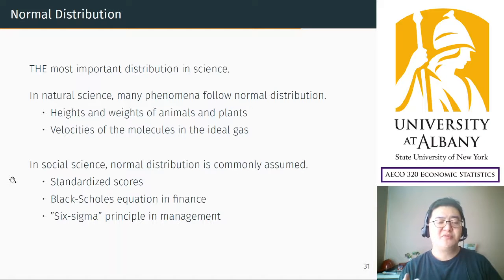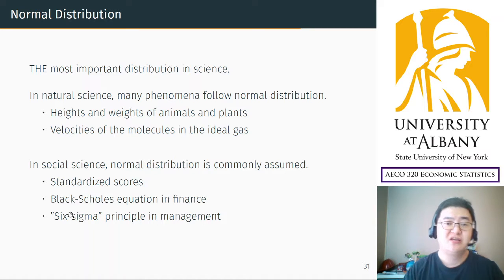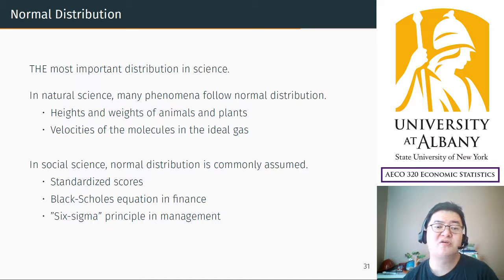And also in management, in quality control, there is a famous theory called Six Sigma. That also assumes that the errors follow a normal distribution. By the way, Six Sigma was invented by GE in the research center in our neighborhood. That's why I'm using this as an example.